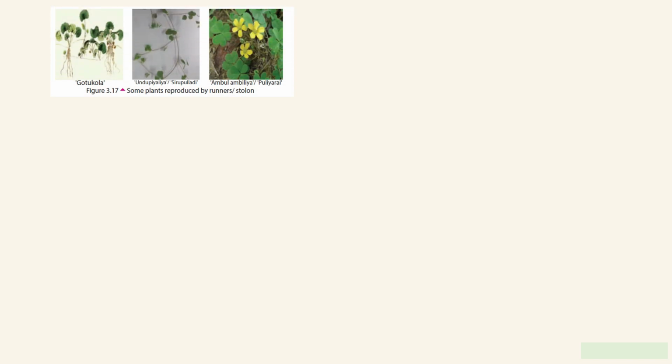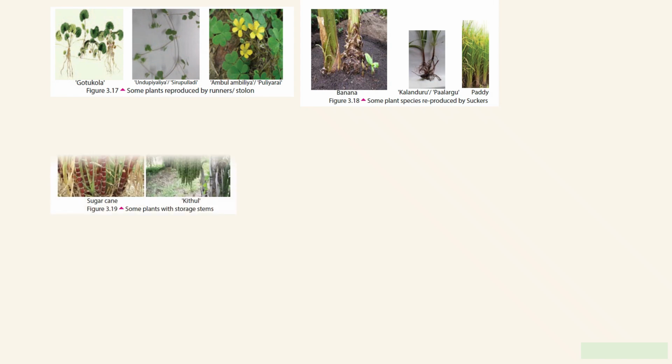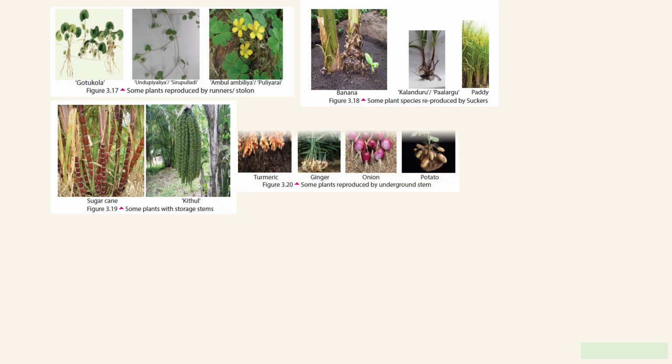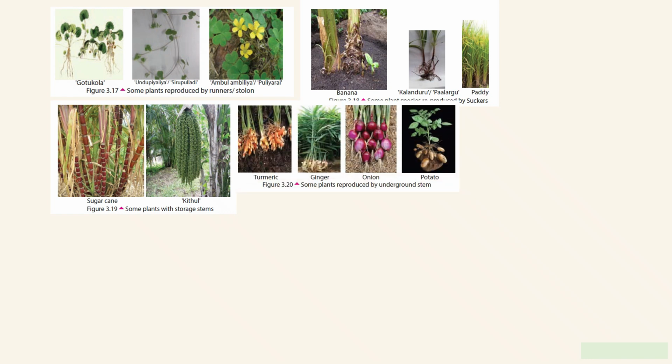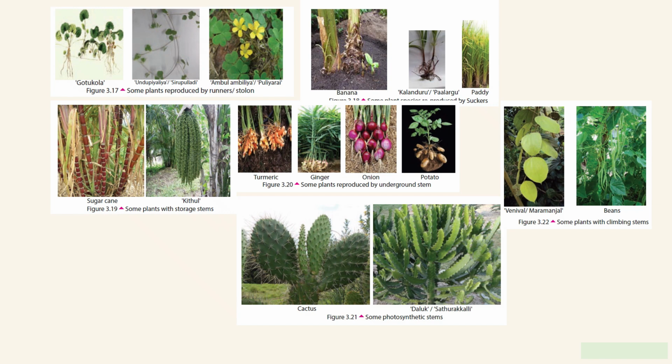Some plants reproduced by runners or stolons: Gotukola, udupelia, amul ambulia. Some plant species reproduced by suckers: banana, kalanduru, paddy. Some plants with storage stems: sugarcane, kithul. Some plants reproduced by underground stems: turmeric, ginger, onion, potato. Some plants with climbing stems: venival, beans. Some photosynthetic stems: cactus, daluk.